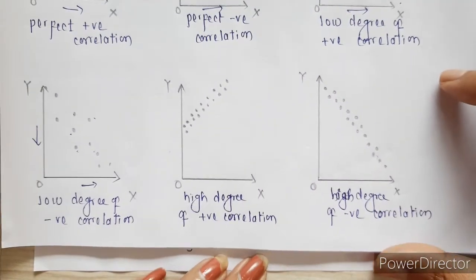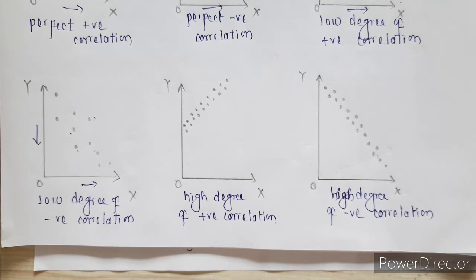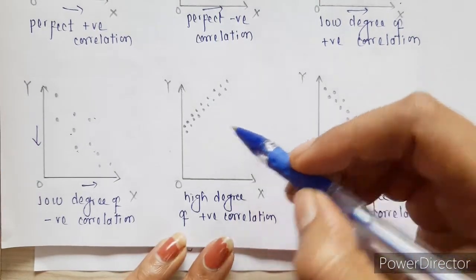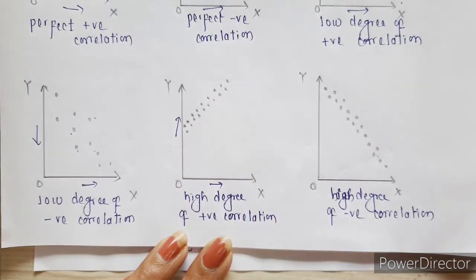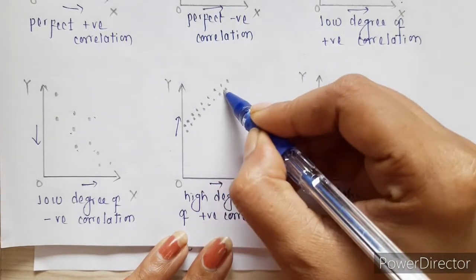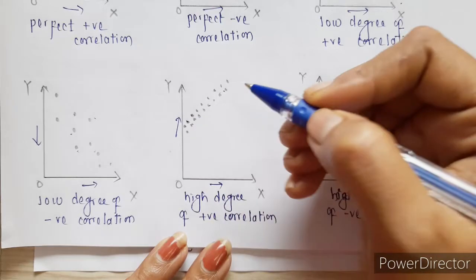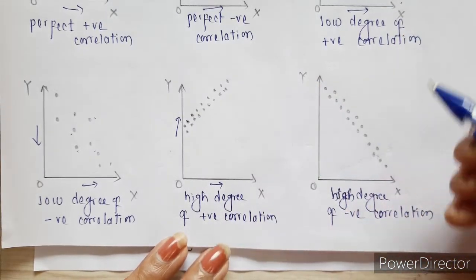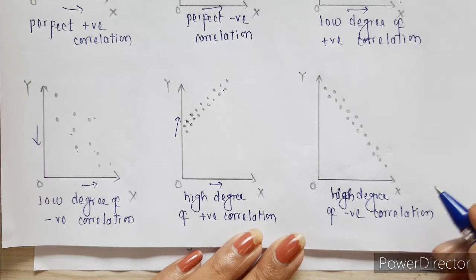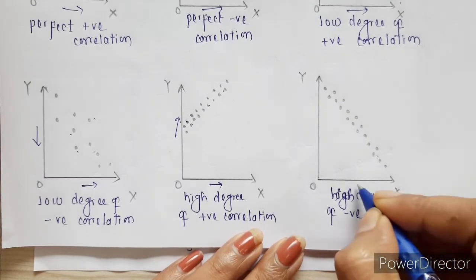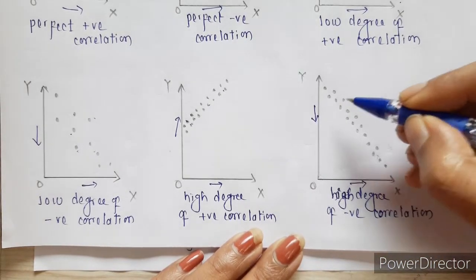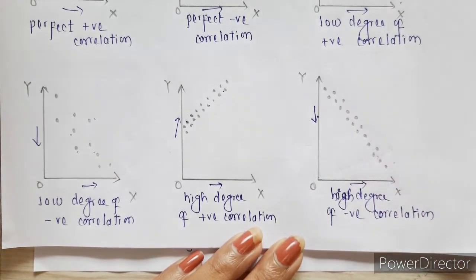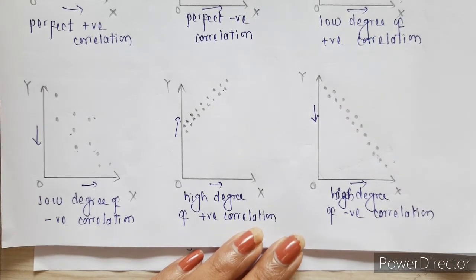Coming to the next one, high degree of positive correlation. Here again, with an increase in x, y is also increasing, but here the points are densely related, so it is called a high degree of positive correlation. Similarly, for the last one, high degree of negative correlation, with an increase in x, y is decreasing, but they are densely related to each other, so it is called a high degree of negative correlation.